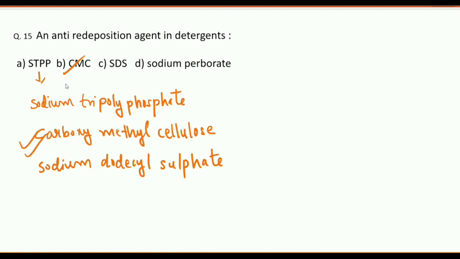Carboxymethyl cellulose is an anti-redeposition agent. So what is anti-redeposition? It is a compound which will prevent the resettling of dirt or soil on a cloth after washing. When we wash with detergent, the soil or dirt will be removed, and the anti-redeposition agent will prevent resettling of that soil or dirt onto the cloth. So CMC, carboxymethyl cellulose, is a good anti-redeposition agent in detergents.